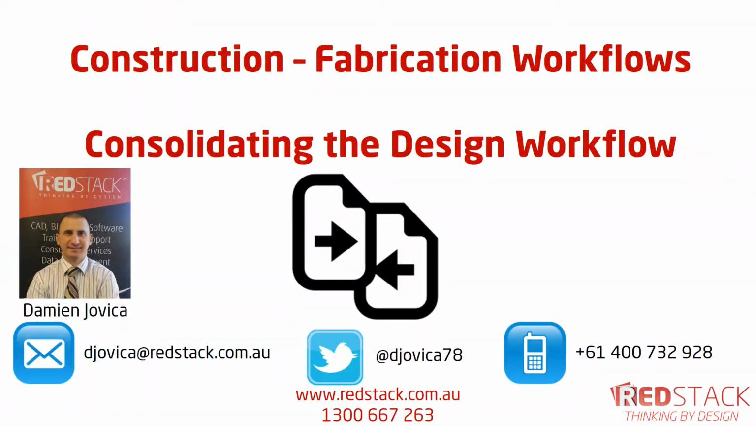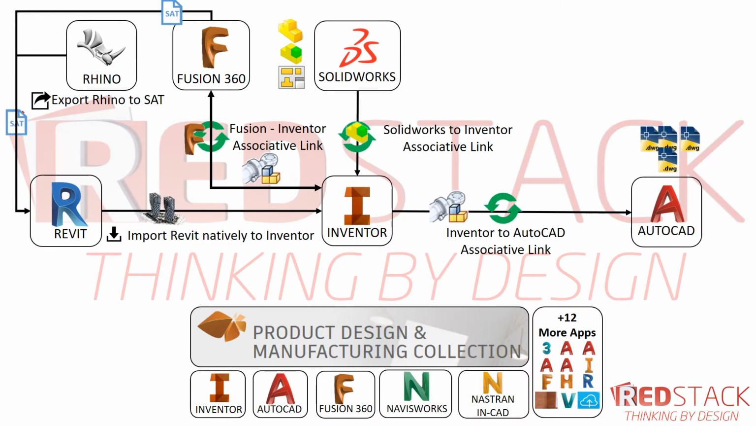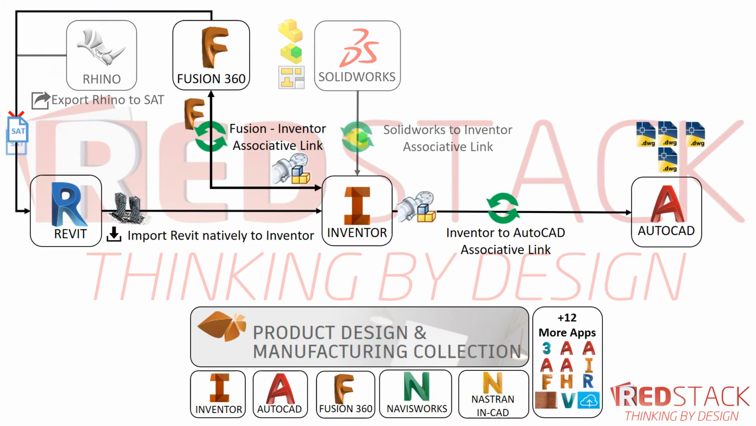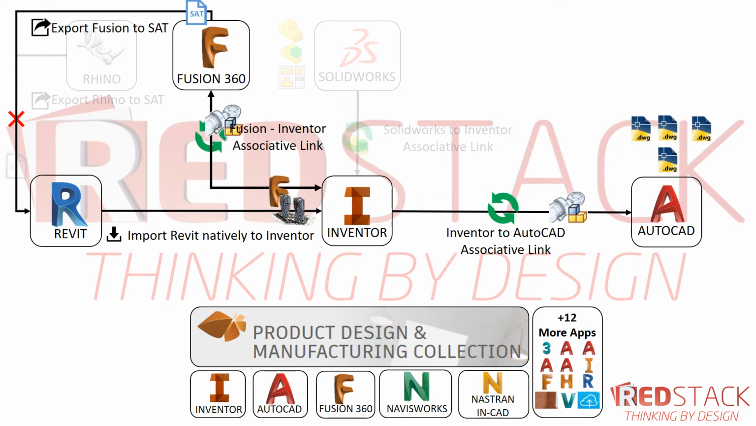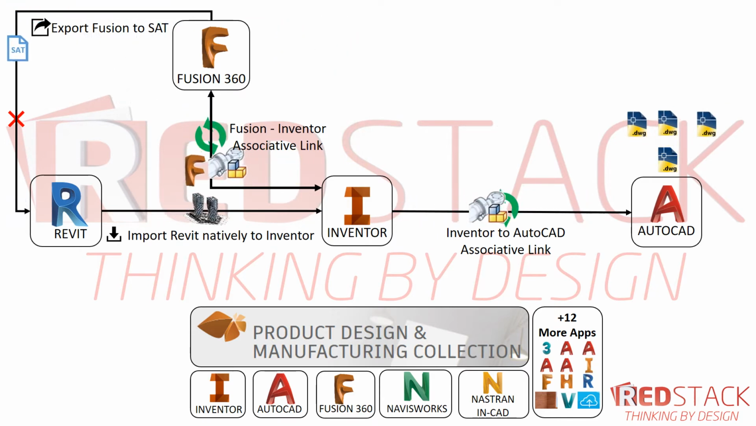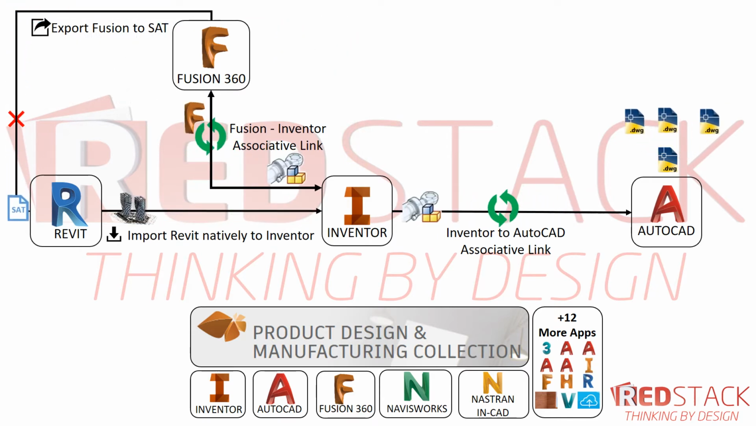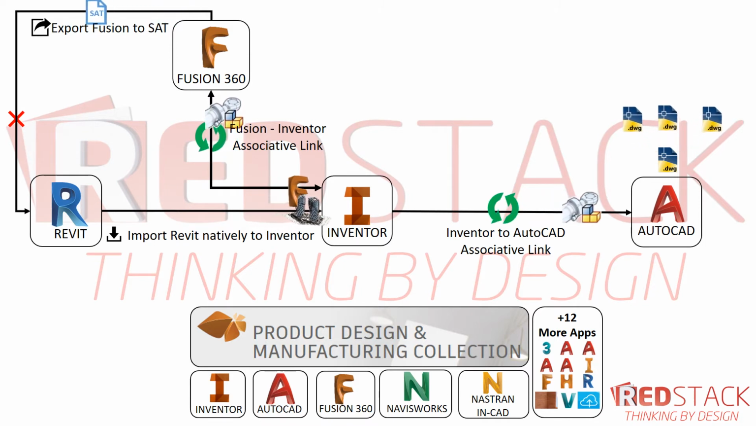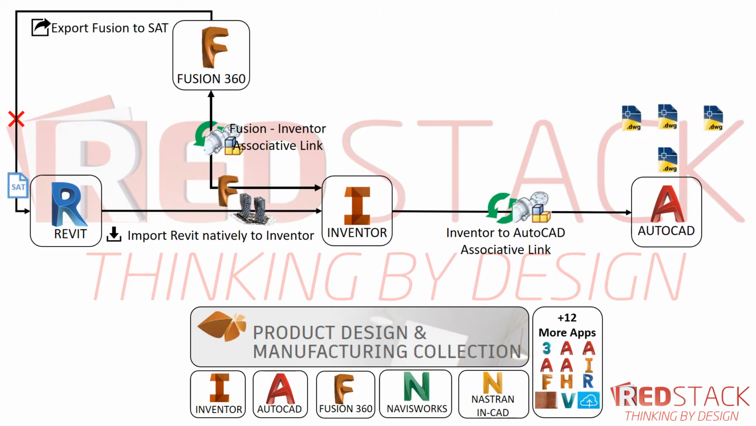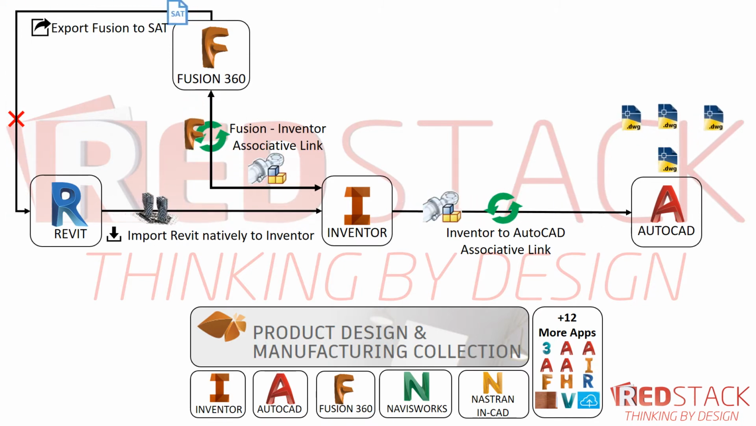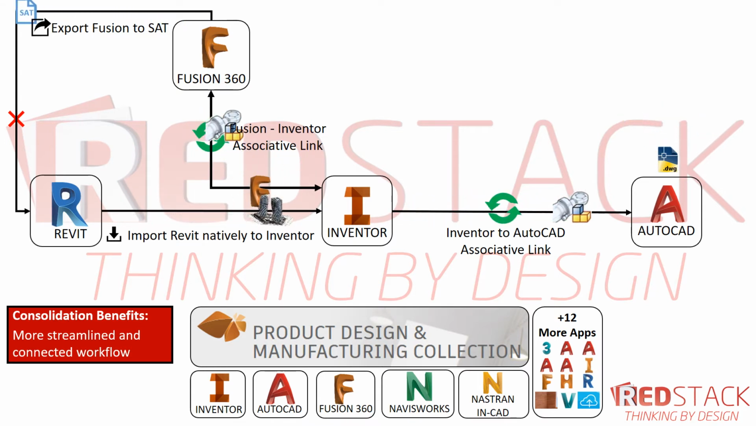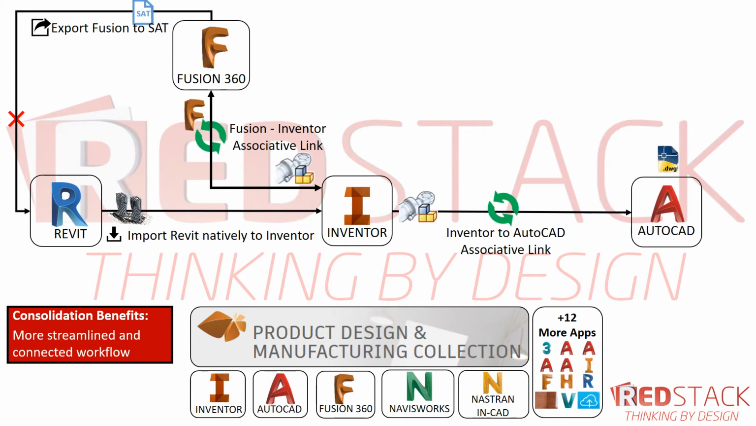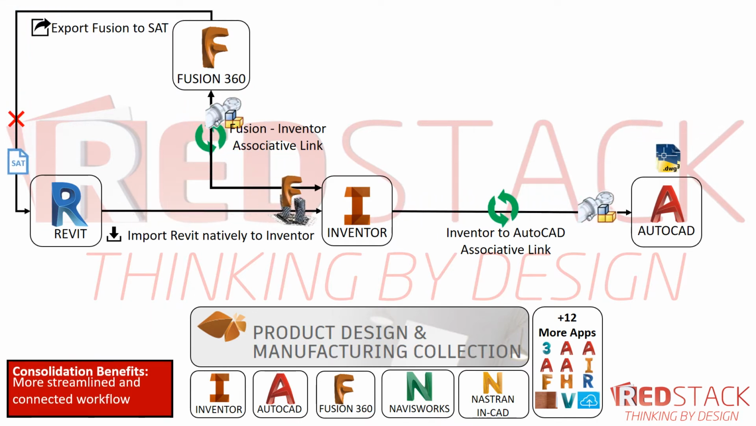Now that workflow, although it's great, is a bit cluttered, so let's see how we can consolidate the design workflow. So let's go back and see if we can improve the workflow by consolidating applications and removing Rhino and Solidworks. This looks much cleaner now. You've got Fusion going to Revit if required via SAT. You've got an associative link between Fusion and Inventor. You can push 3D models out from your Revit to Inventor, and we're detailing 3D models with AutoCAD. So it's a more streamlined and connected workflow.